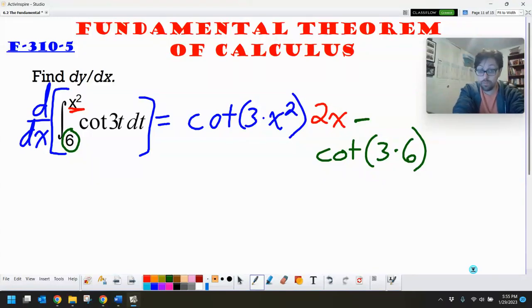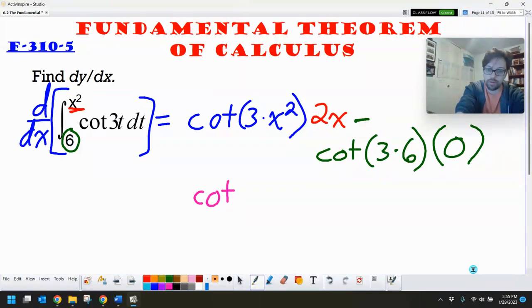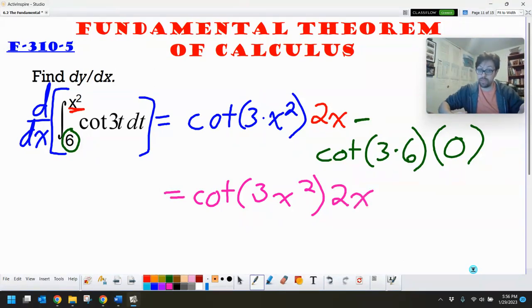But then I want a chain rule just like I did up above. So I need to figure out what the derivative of 6 is. Oh, our derivative of 6 is just 0. So this would be 0 times the cotangent of 3 times 6, which is just 0. That's why it doesn't matter what number is on the bottom. When we apply a chain rule to it, we just end up with 0. So this just equals that first bit, making sure we apply that chain rule.